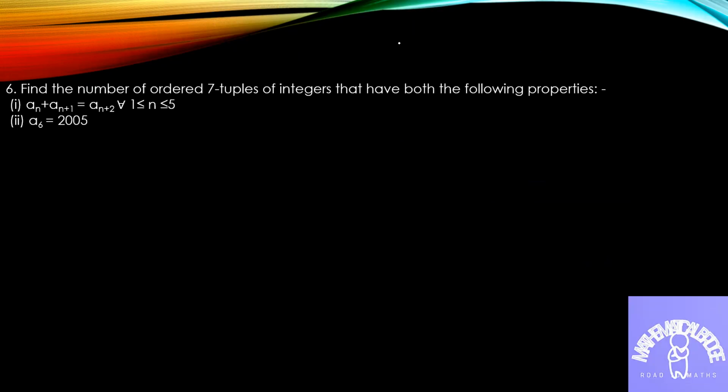Find the number of ordered 7 tuples of integers that have both the following properties: a_(n+1) is equal to a_(n+2) for all n belonging to 1 to 5, and a6 is equal to 2005. Nice question. So I will give you 30 seconds for this to understand what the question actually asks from you.